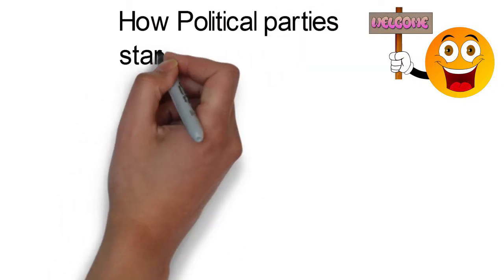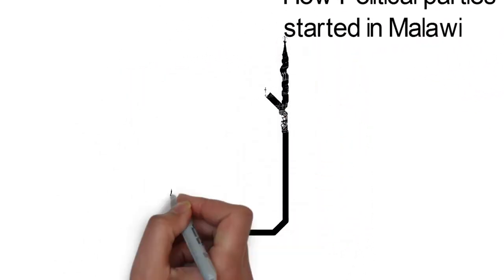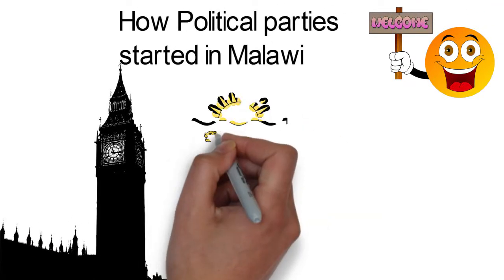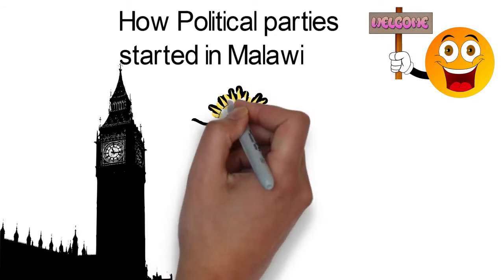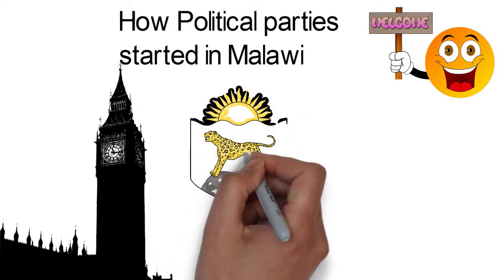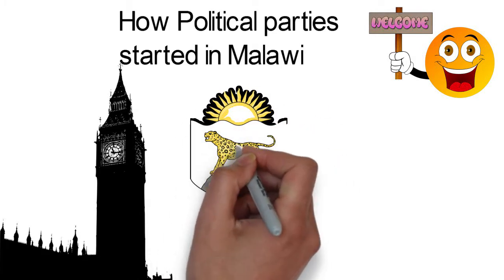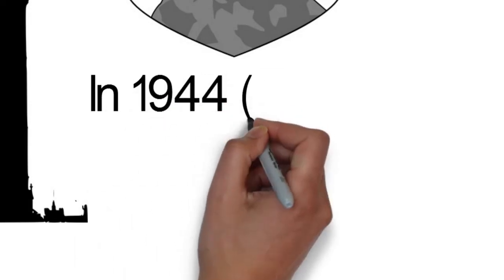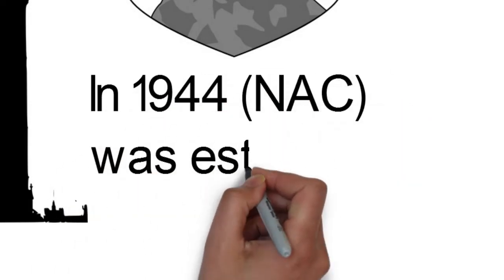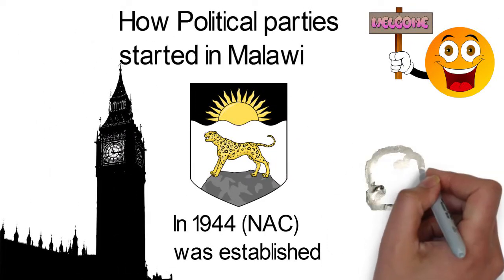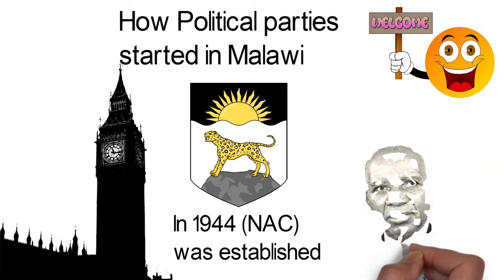How political parties started in Malawi. Malawi was part of what was called the Nyasaland Protectorate under the British rule. Later in the 1950s, Nyasaland was joined with Northern and Southern Rhodesia in 1953 to form the Federation of Rhodesia and Nyasaland. In 1944, the Nyasaland African Congress (NAC) was established. The organization soon spread across Southern Africa.